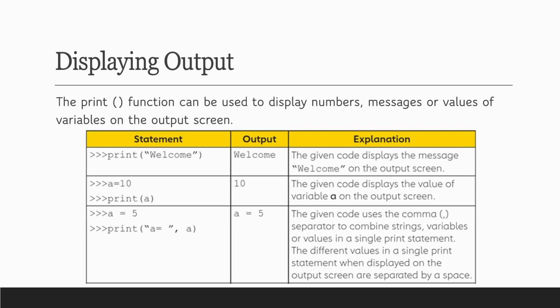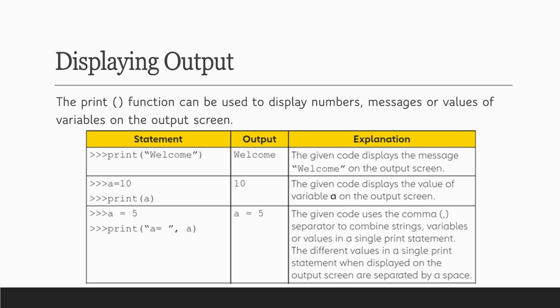Now displaying output. The print function can be used to display numbers, messages, or values of variables on the output screen. In the first block of code, we have a simple print statement. Print within bracket double quotes welcome. This will display the message welcome.